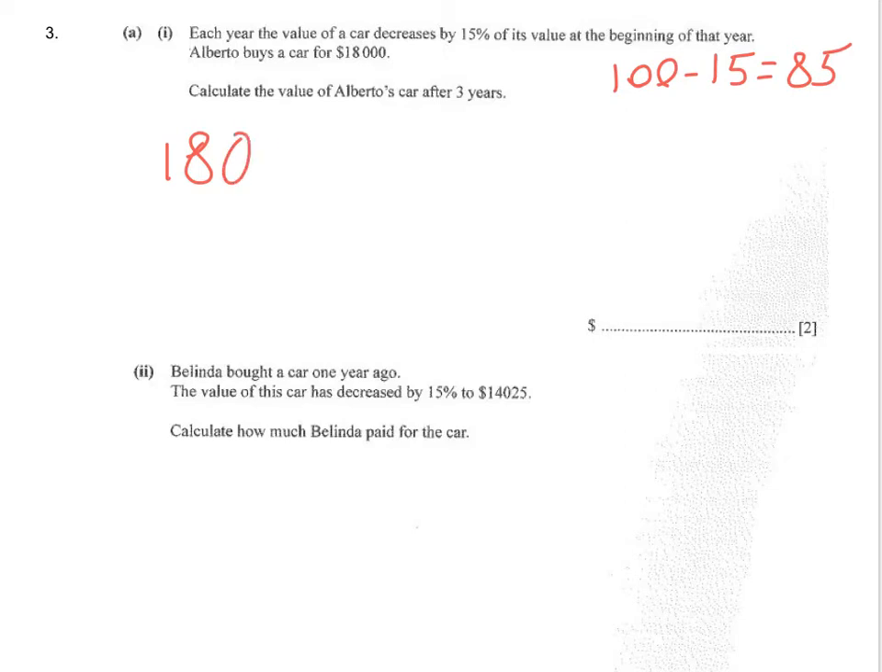So if I take my 18,000 and multiply it by 0.85, that will decrease it by 15%. It will tell me the value of the car after 1 year. So I need to multiply by 0.85 again to get it after the second year, and a third time after the third year. So I can multiply by 0.85 cubed.